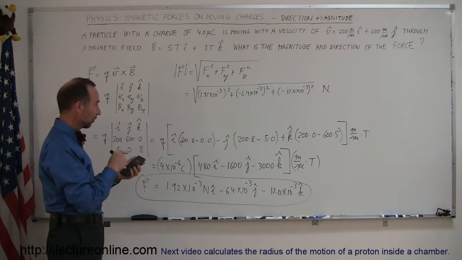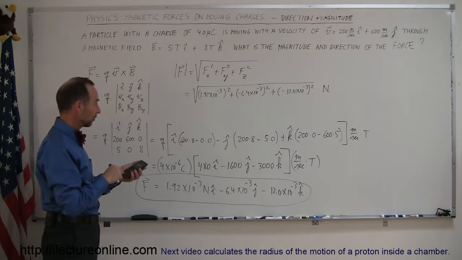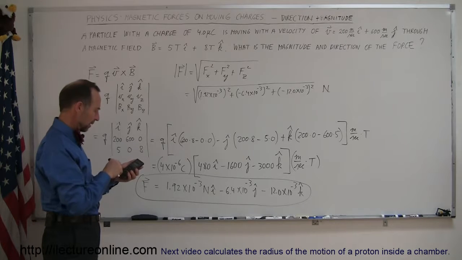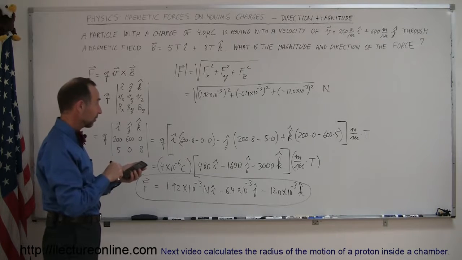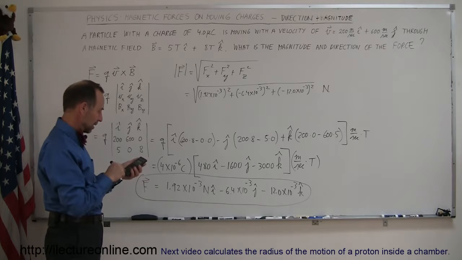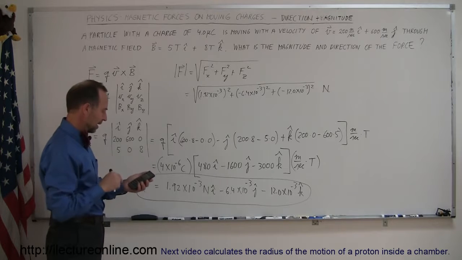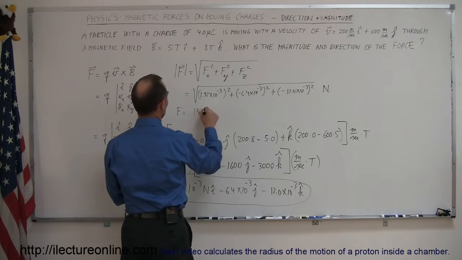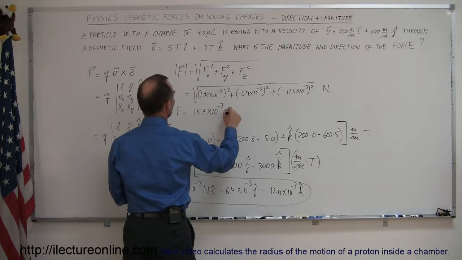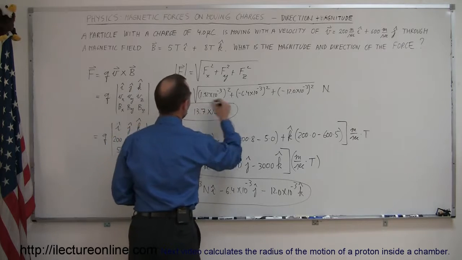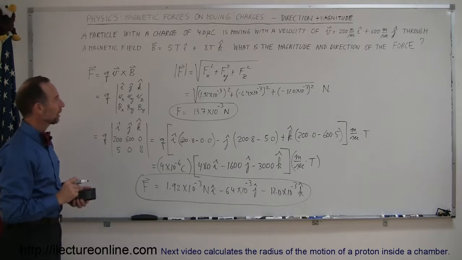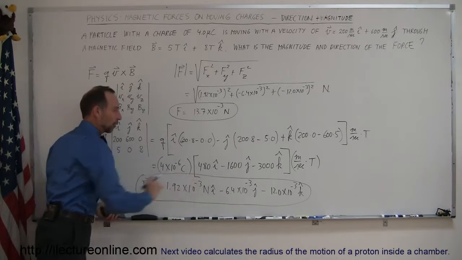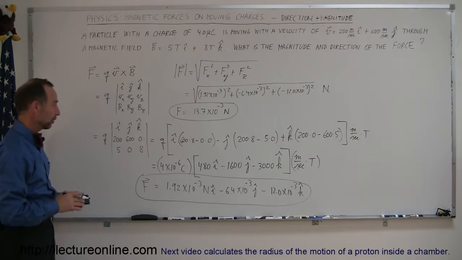So let's try that. It's this quantity squared plus 6.4 e to the 3 minus squared plus 1.92 e to the 3 minus squared equals, take the square root of all that, and the force is going to be 13.7 times 10 to the minus 3 newtons, and that would then be the magnitude of the force. All right, so that gives you the magnitude of the force and the force in vector notation, giving you both the magnitude and the direction of each of the 3 components of the force.